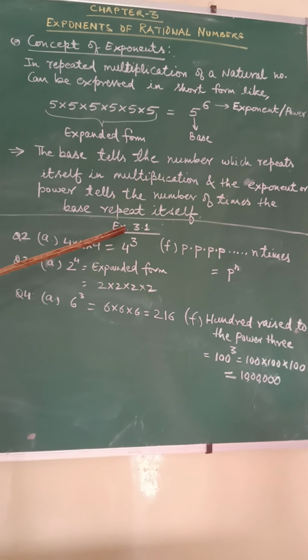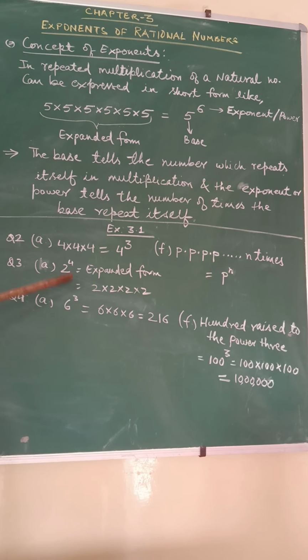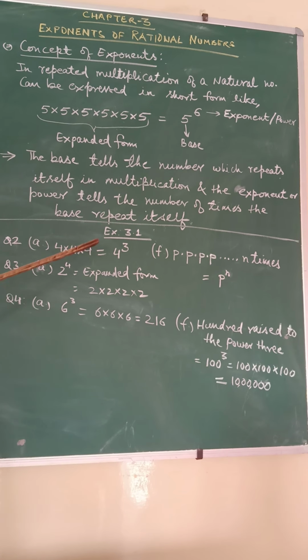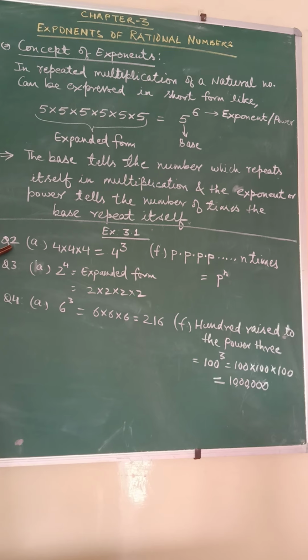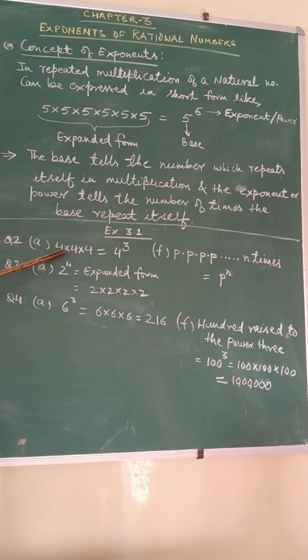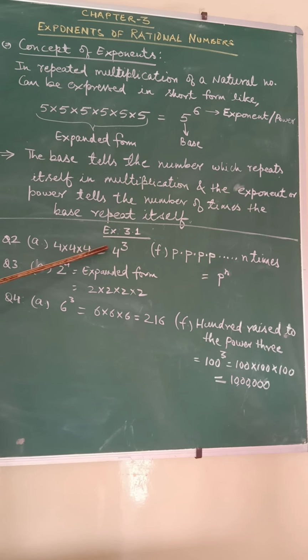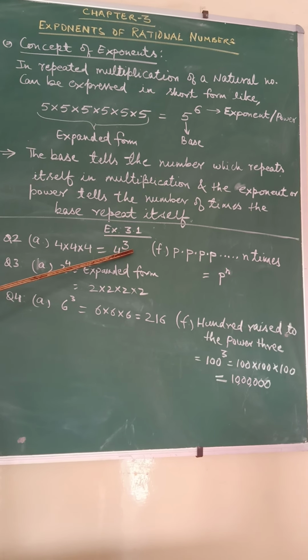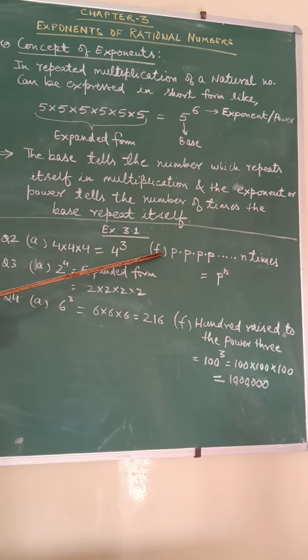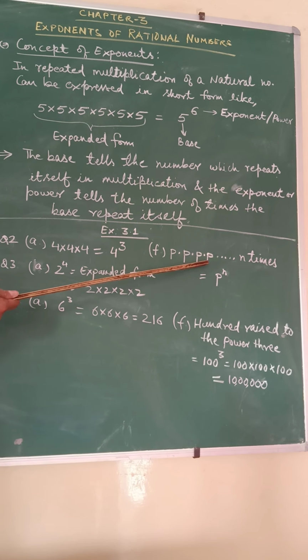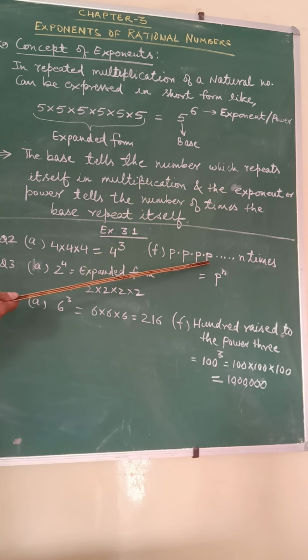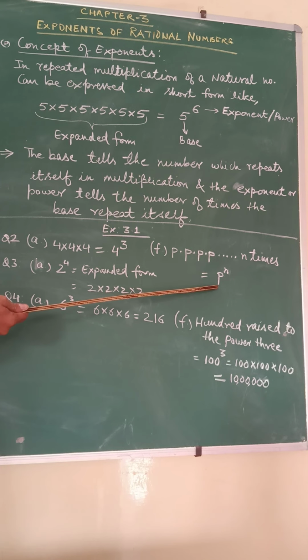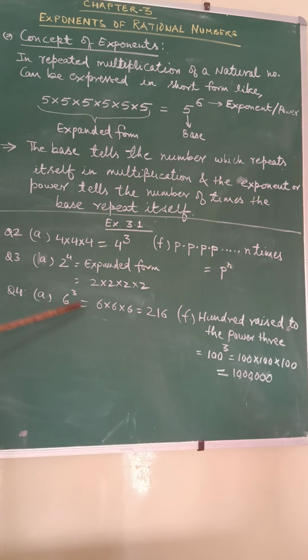Now based on this we have exercise 3.1. It is a simple exercise. You have to read out question number 1. In question 2, it is given in expanded form, so you have to write in exponent form: 4 raised to power 3. Similarly, in part F, p is given n times. So when you write in exponent form, it will become p raised to power n.